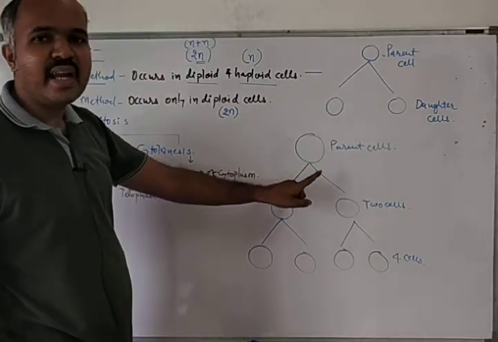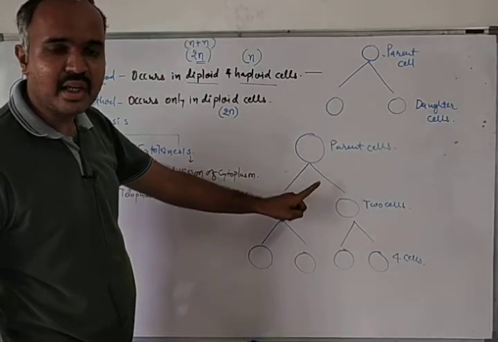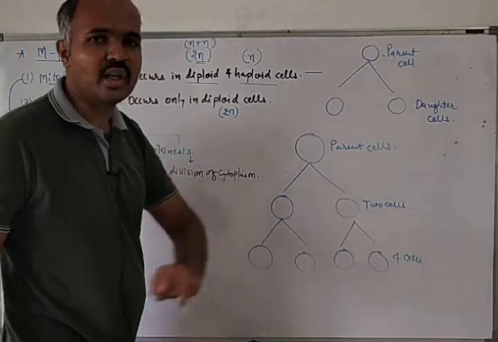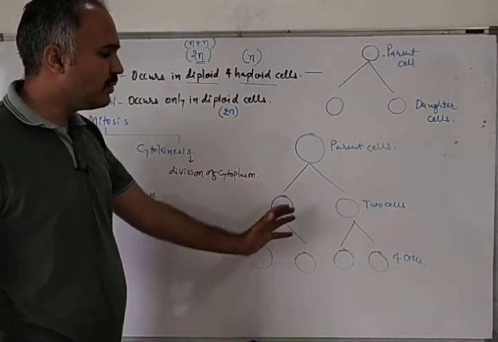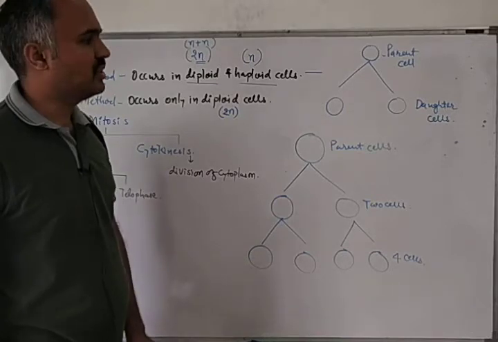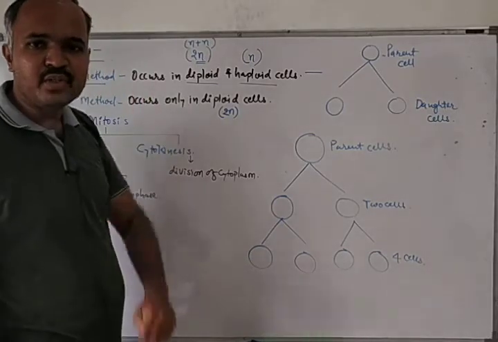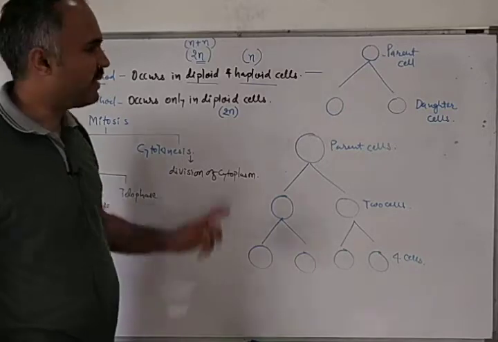But when a parent cell divides by a meiotic method, it will give rise to 4 daughter cells. This is the second difference between the mitotic method and meiotic method.